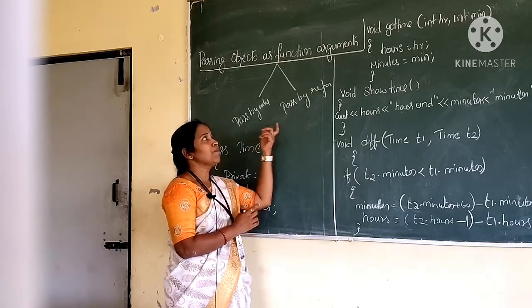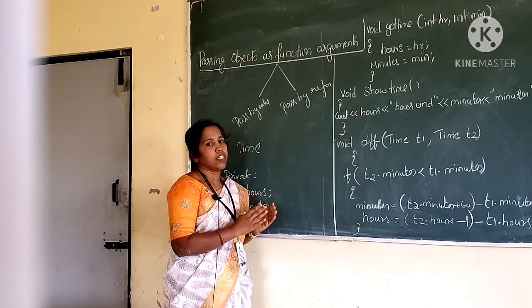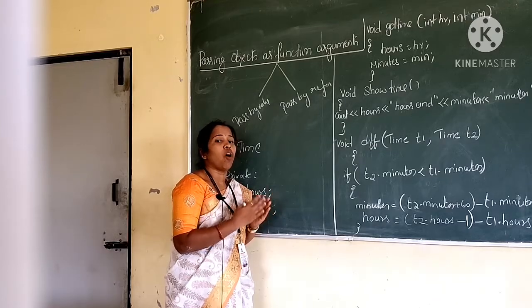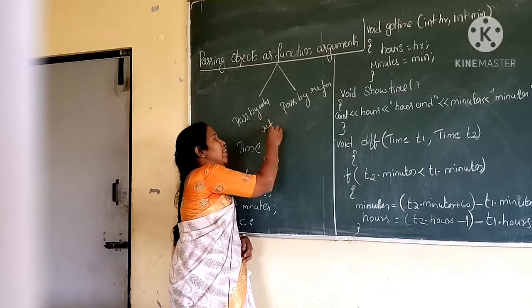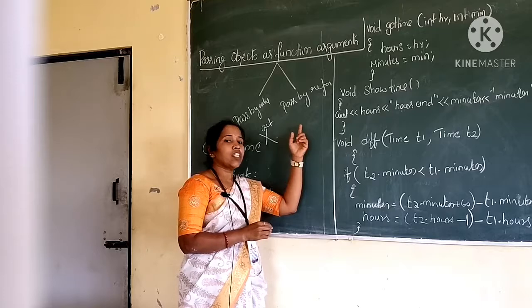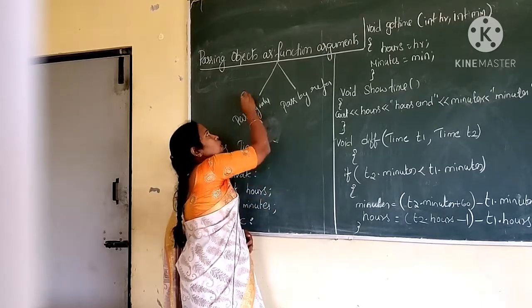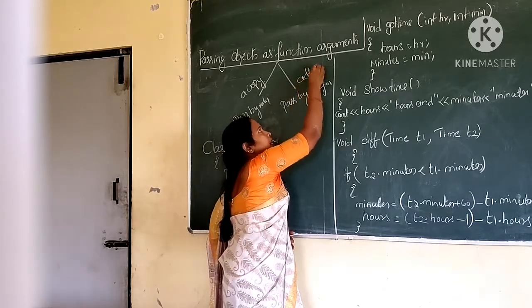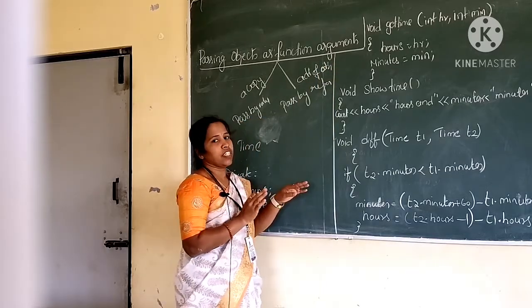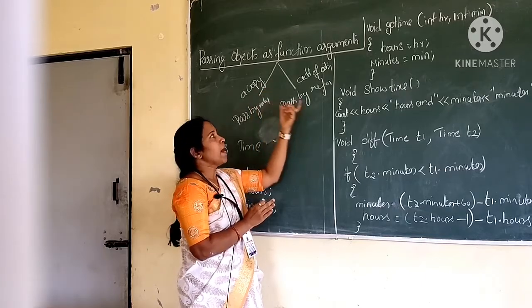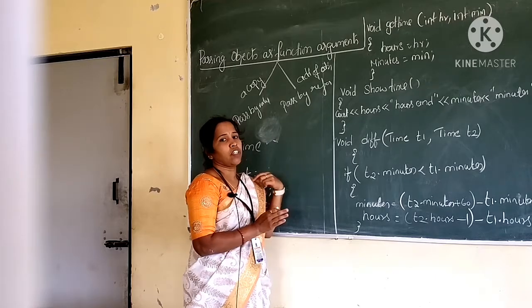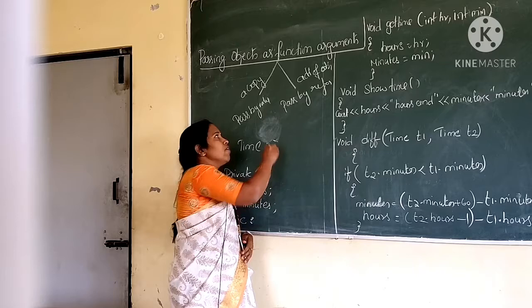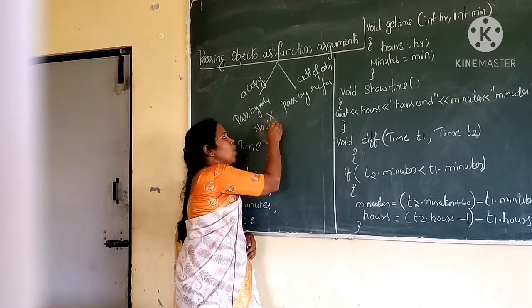Now what is the difference? In both cases you are passing the object. In case of pass by value, a copy of the object will be passed as an argument to the function. If you make any changes to the object inside the function, that will not be reflected outside. In case of pass by reference, the address of the object is passed. So from this you can identify the difference. Pass by value means you pass a copy of the object, and pass by reference means you pass the address of the object. When you pass a copy, any changes made inside the function will not be reflected.